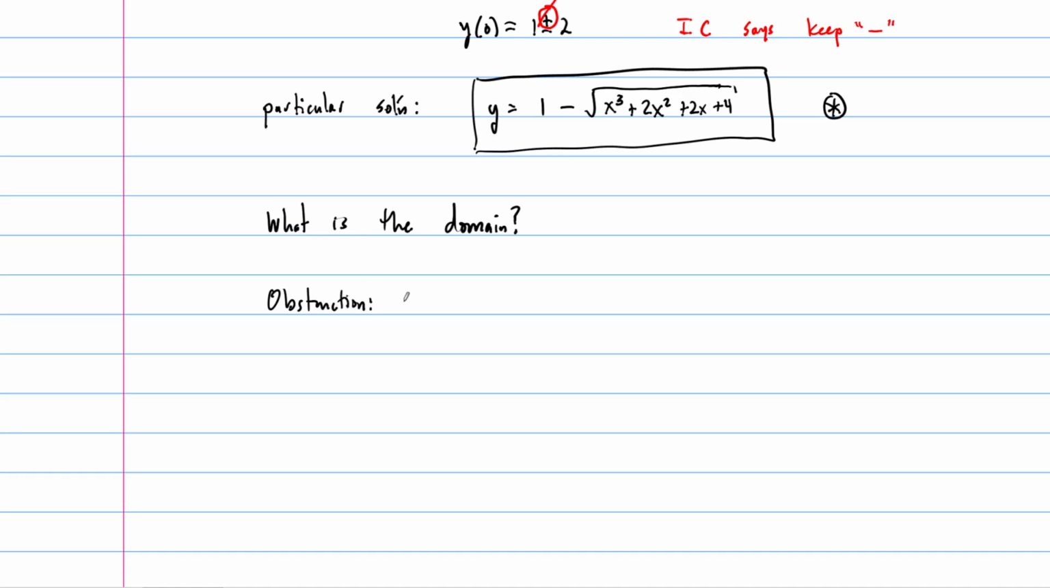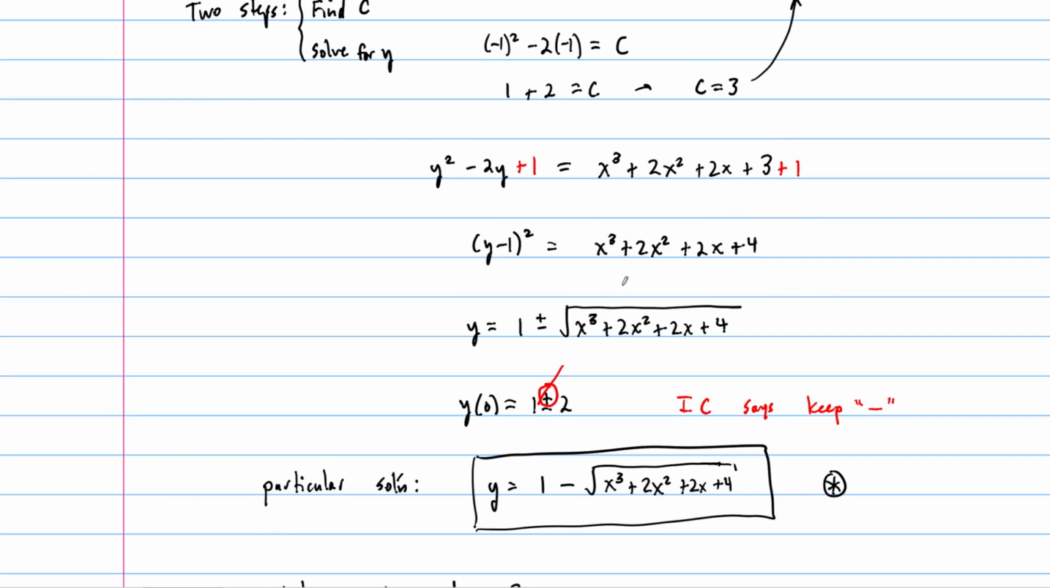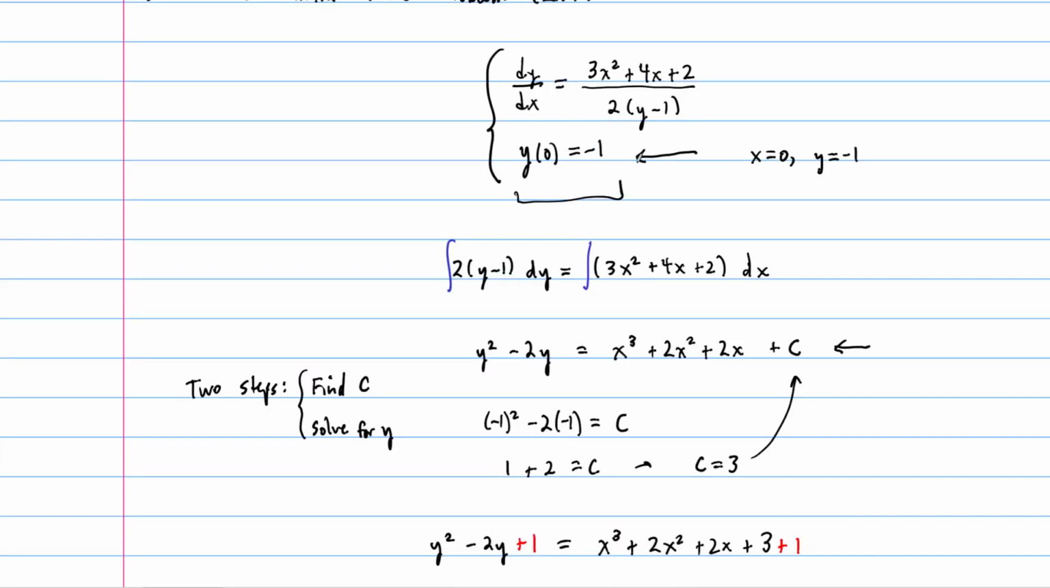The obstruction is that if y prime is undefined, then our domain is going to have a problem. Not 0, not y, it's if y prime is undefined. Then our curve, the domain, is going to have to stop. We're going to have an obstruction. And from our differential equation, that's going to happen if y equals 1.